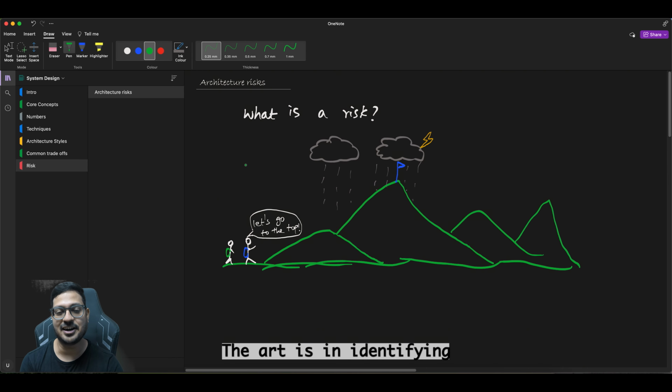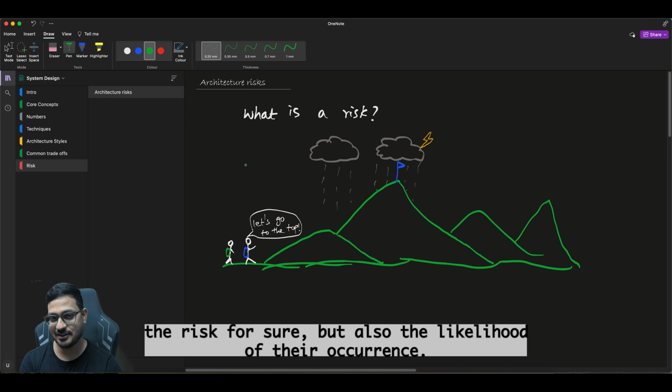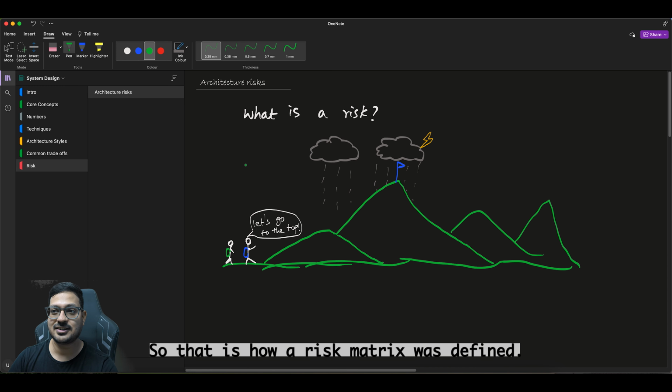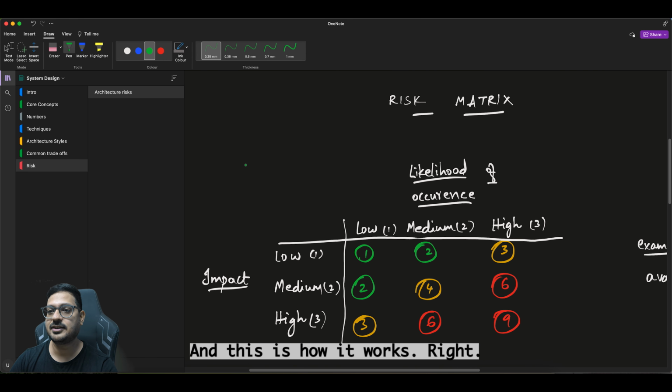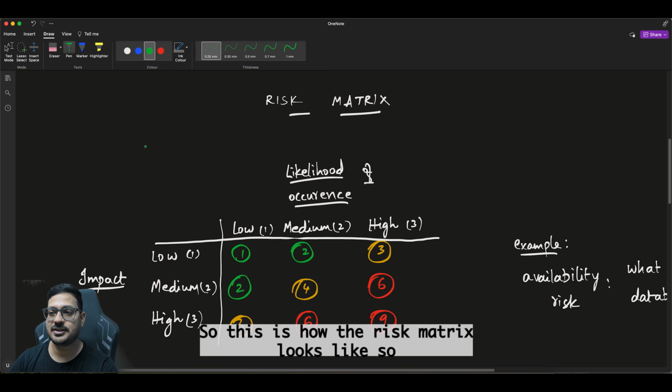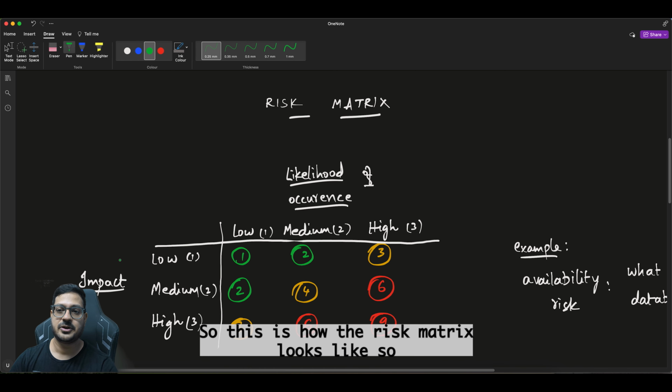The art is in identifying the risk for sure, but also the likelihood of its occurrence, right? So that is how a risk matrix was defined, and this is how it works, right? So let me close this. This is how the risk matrix looks.